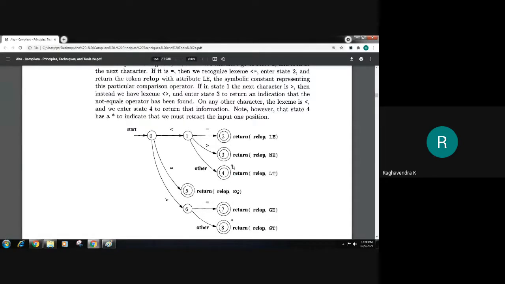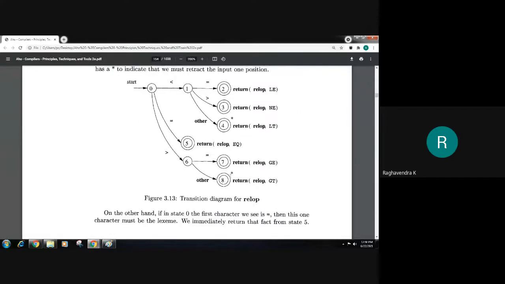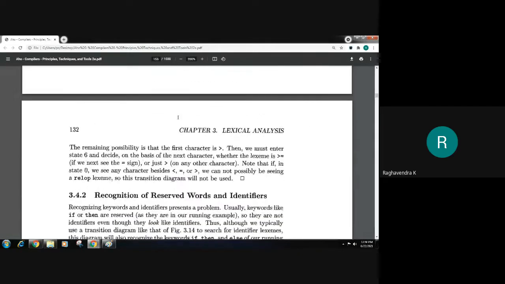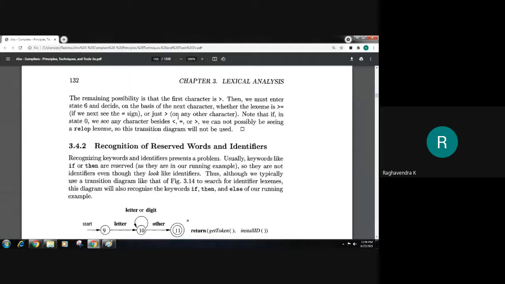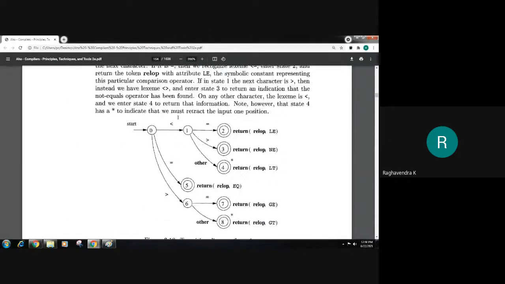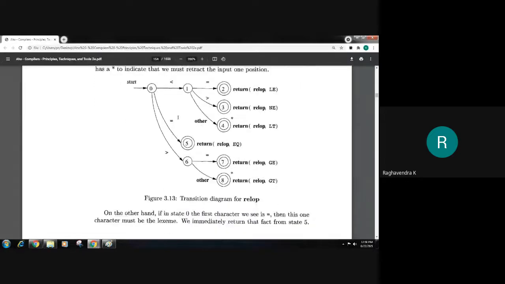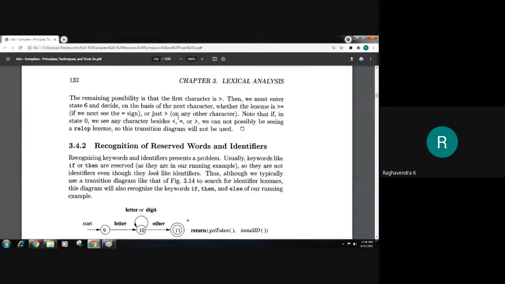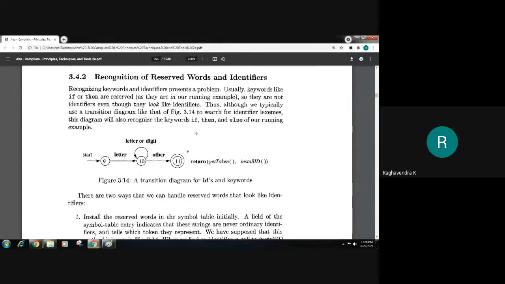That's why these states have been marked with a star. You can observe state number 4 and state number 8. So once this transition diagram has been written, and I hope it was clear how to write the transition diagram, we can generate the code that is required for us. How to write that code we shall see, but before that, one more transition diagram.